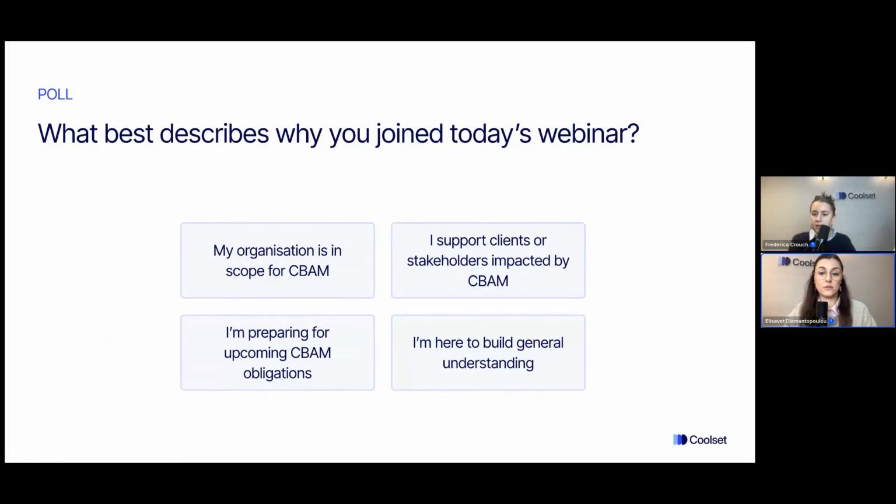And as I see the poll results coming in, about 40% of you are here to just understand a little more about CBAM, and equally 40% are in scope for CBAM. A couple, maybe 20%, are supporting clients impacted by CBAM, and 5% are preparing for upcoming CBAM obligations. A nice mix. So hopefully we can tailor this to all of you. And if you have any further questions, again, leave them in the question section down below.